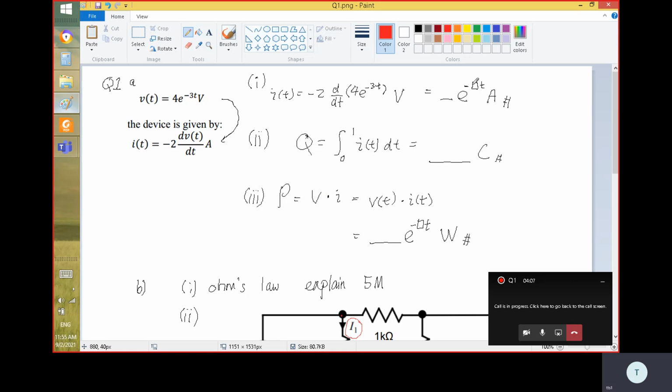Okay, so after you get this i, you take this answer and put it into this equation, and then you do the integration of i, and you will get the result. The unit for charge is coulomb. So if you cannot solve for part 1, that means you cannot solve for part 2, because for part 2 you need the i(t), put it in here, and then do the integration.